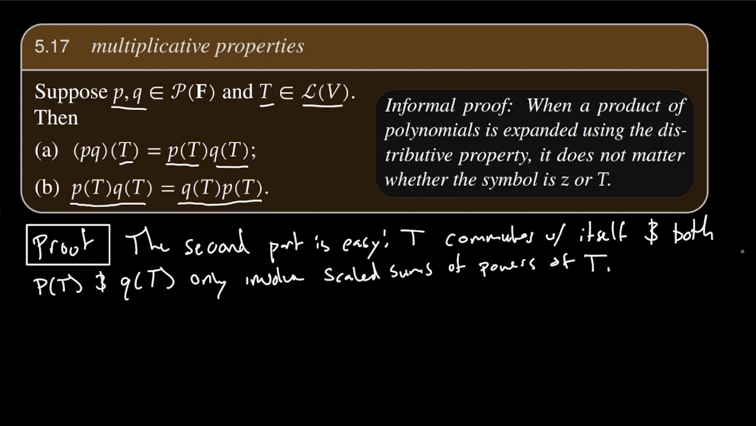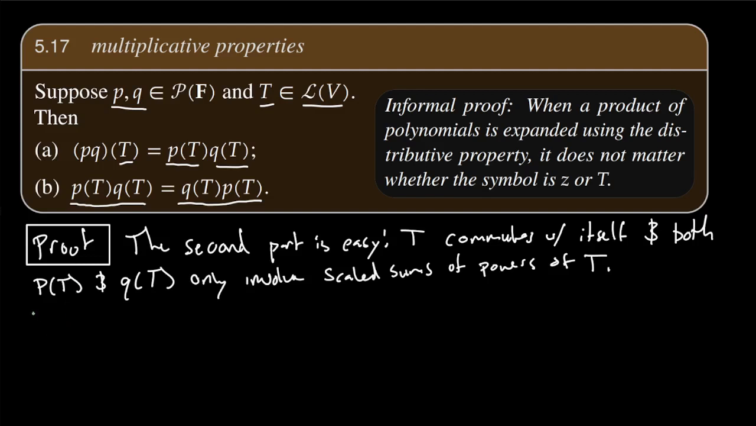All we're doing is saying, hey, we're just adding up a bunch of T's, taking powers of T's, adding those up, scaling them. It's only involving T. T commutes with itself. Those things will commute. All right, we can do it a little bit fancier if you want.